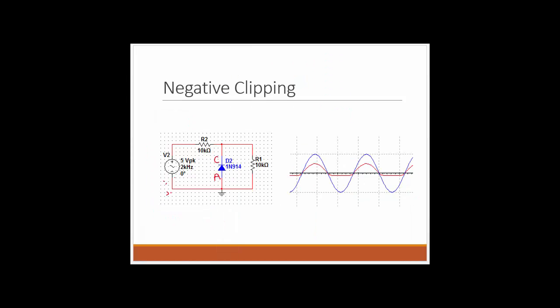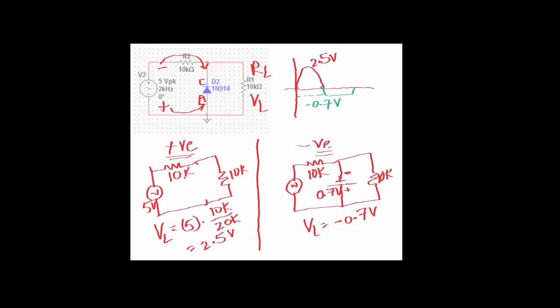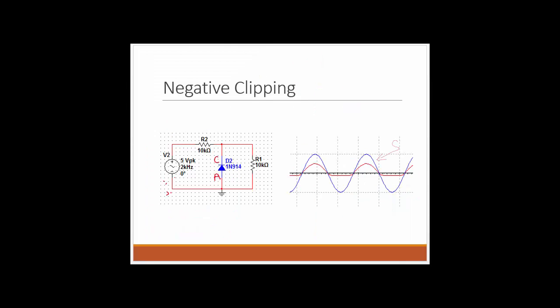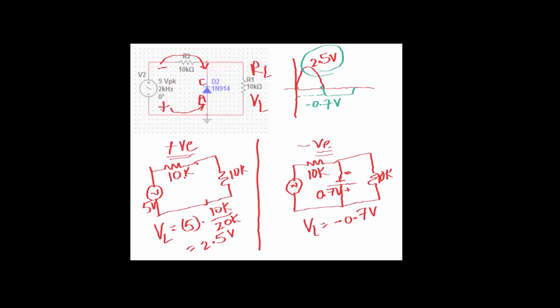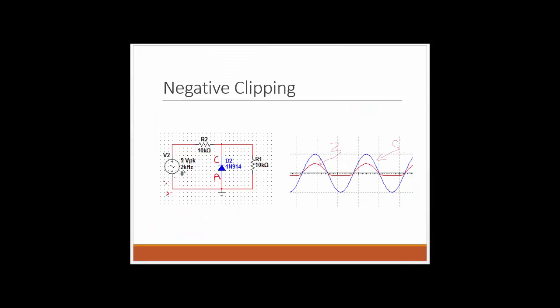So if you observe, I have a Multisim circuit here where this blue signal is going to be the input signal and the red one is going to be the output signal. As you can see, during the positive half cycle, I'm expecting 2.5 volts. So you can see that voltage is less than that 5 volts. And if you observe carefully, it's going to be exactly half. And during the negative half cycle, negative 0.7 volts. So that's what is happening during the negative half cycle.